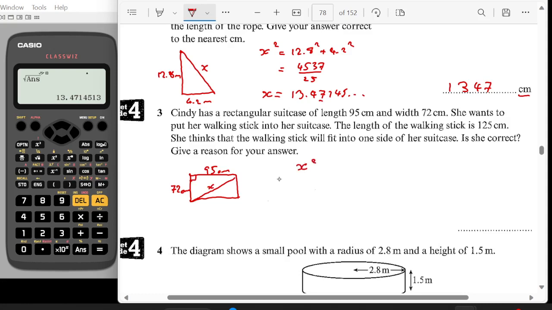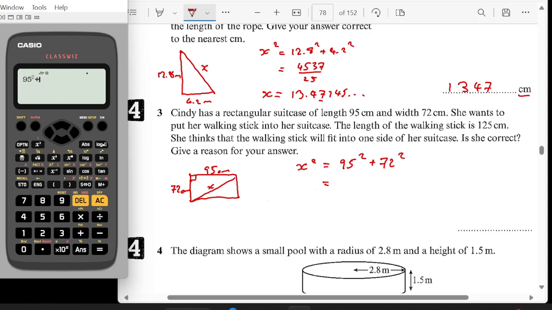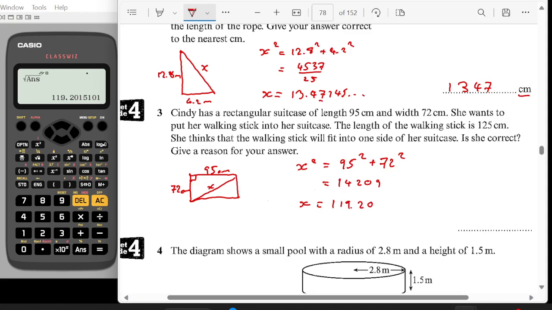So likewise, x squared is going to be equal to 95 squared plus 72 squared. That's going to give me 14,209. So x is going to be equal to the square root of that. So 119.20. The length of the walking stick is 125. She thinks it will fit. Is she correct?